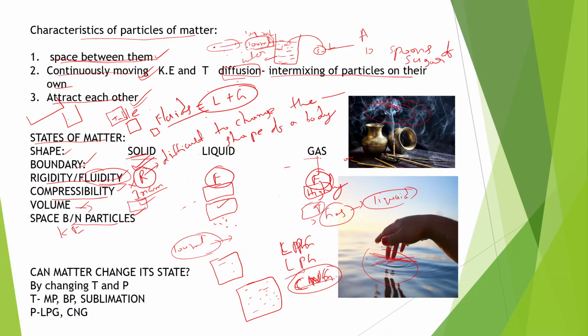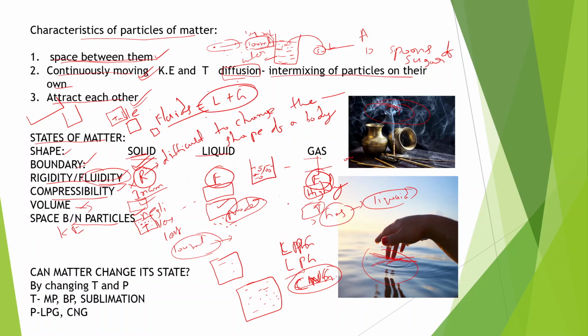Now the space between particles. In solids, like if we take a table, the particles in the table are very close to each other. We can say that the space between the particles in a solid is negligible, or very less. In liquids, moderate space is present. If you take water particles, the particles may be like this, with some moderate gap.